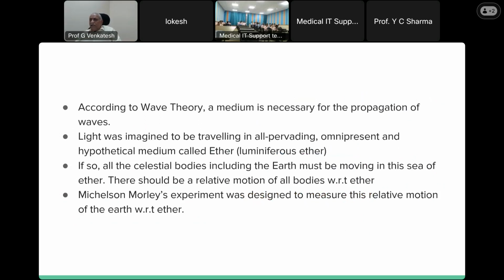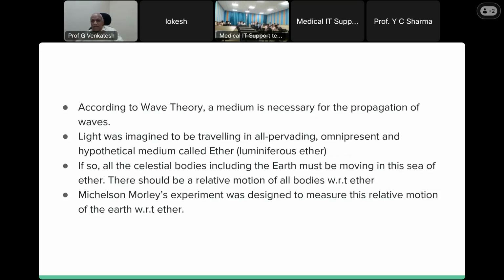And we know, in fact, in the earlier talk also, Madam has mentioned this. According to wave theory of light or wave theory of radiation, a medium is necessary for the propagation of all waves. Light was imagined to be traveling in an all-pervading, omnipresent, and hypothetical medium called ether, which is also called the luminiferous ether. It was all-pervading and omnipresent. In fact, in the words of Einstein, no doors are closed for ether.